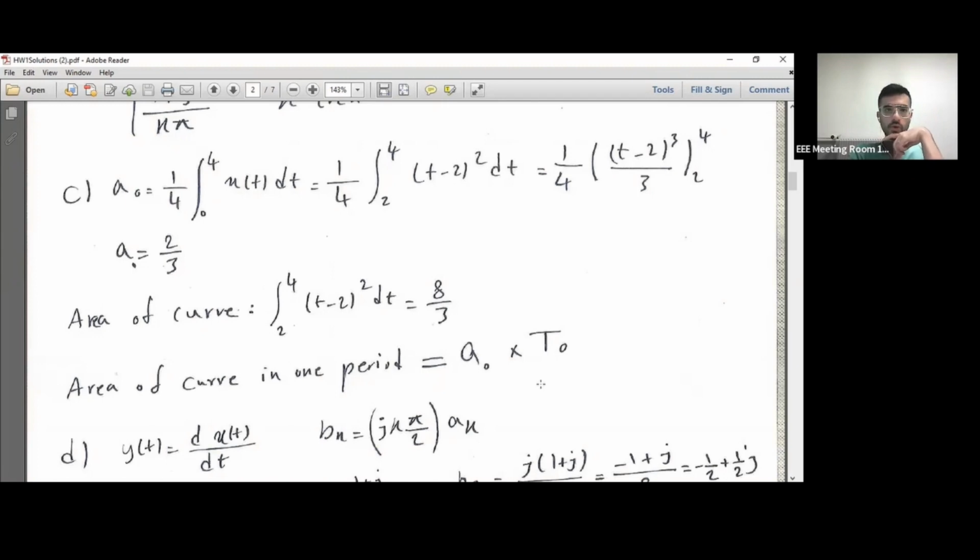Next time, when you want to calculate A0, you don't need to write this integral. You can do something like this. Calculate the area of curve in one period if it is easy to calculate by eye, which, for example, has a certain shape. Then divide the area by T0, which is the period of the signal. So it gives us A0, which is the DC coefficient.